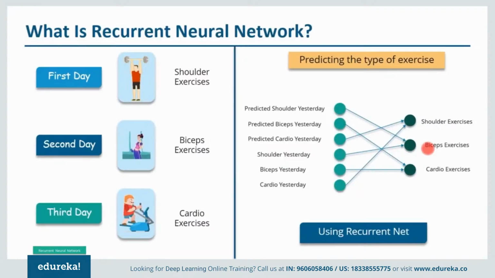Similarly, if you have missed your gym, say for 2 days, 3 days or 1 week, you need to roll back. You need to go to the last day when you went to the gym. You need to figure out what exercise you did on that day, feed that as an input, and only then will you get the relevant output as to what exercise will happen today.